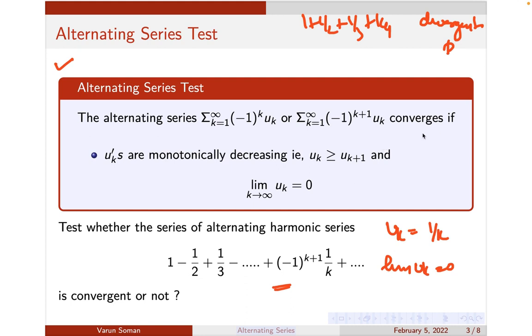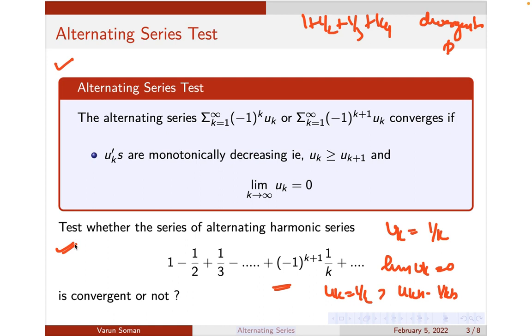So the first condition is met. Okay, and what is the second condition? The second condition is that your u_k should be monotonically decreasing. As we have discussed, your u_k is 1 by k, which is greater than your u_(k+1), which is 1 by (k+1). So the second condition is also met. That means this series is convergent. So this alternating series is also convergent.